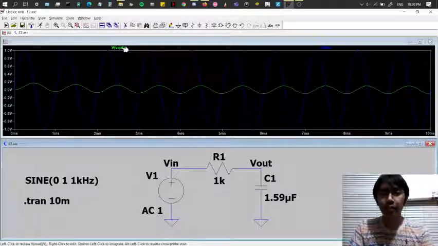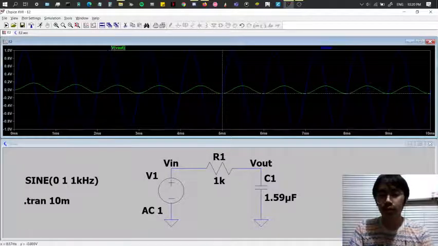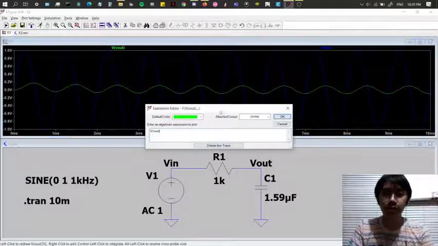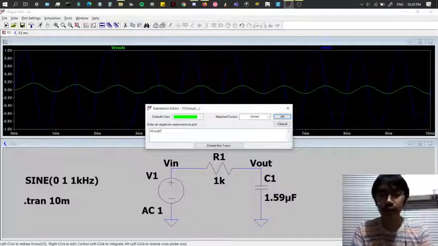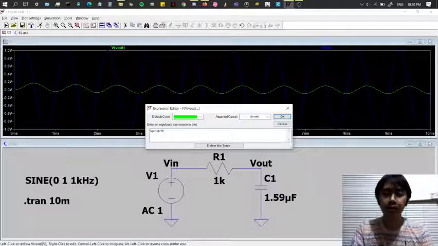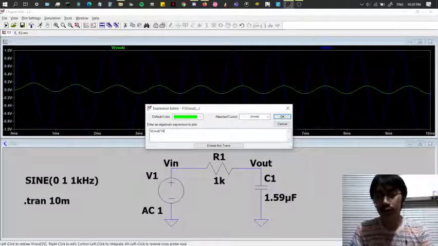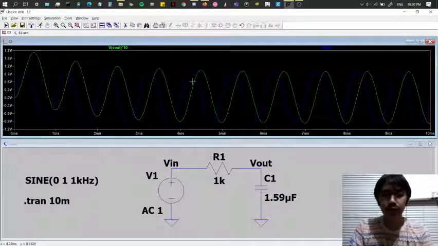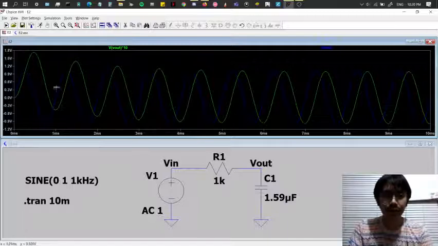In order to determine the lag between these two, we need to add a multiplier for the V out because it is the smaller value. We need a factor that will provide a graph similar to the voltage in. A factor of 10 will be enough for this one. As you can see, there's a delay from the output. The output lags quite a bit.